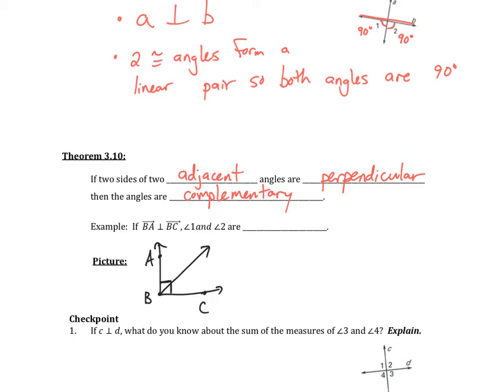So what can we conclude? We can conclude that angle 1 and angle 2 are complementary. This means add up to 90 degrees. Which makes sense because that right angle box means 90 degrees. So that means angle 1 and angle 2 combined are 90 degrees.